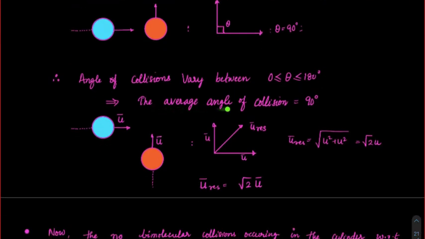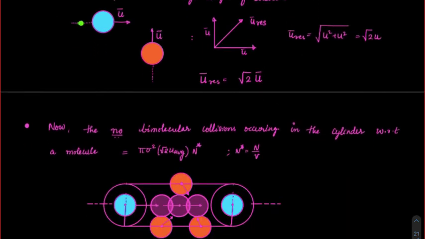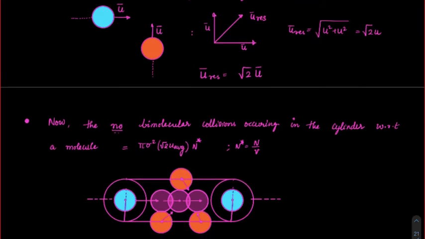Therefore, the average angle of collision is 90 degrees, correct? What is the average between 0 to 180 degrees? That is 90 degrees. So we can always assume that on average, one particle will move this way and the other particle will move this way, and make a bimolecular collision here. We can assume this because with such a bulk amount of particles, a large number of particles, an average will definitely come out to be an angle of collision of 90 degrees.